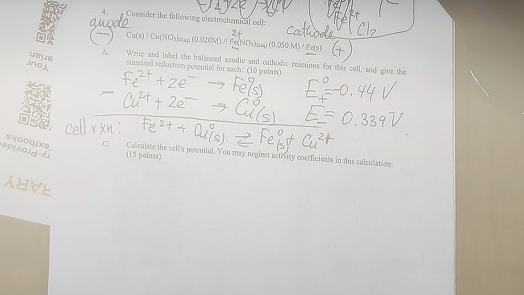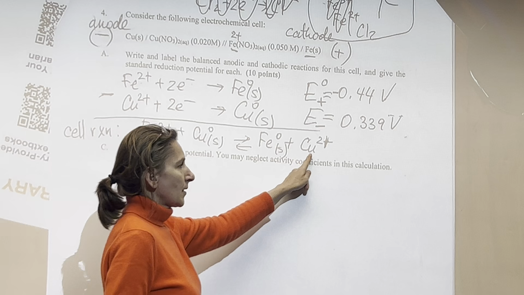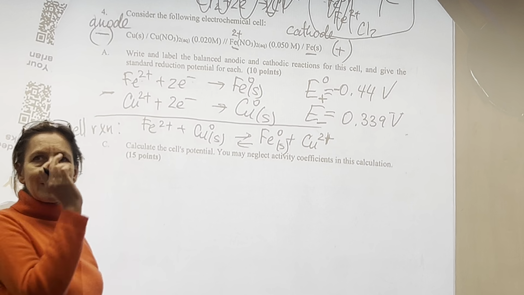Okay, good. What is reducing, guys? That's good. Cathodic process is where we have reduction. Anodic process is where we have oxidation. So copper was oxidized. That's good.